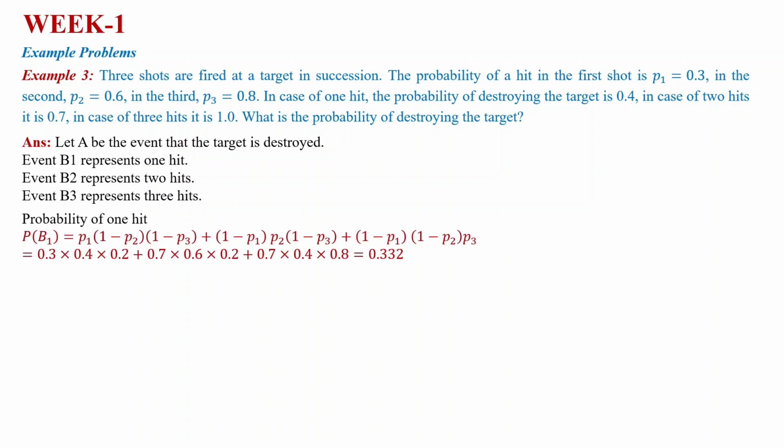So what is the probability of one hit? Probability of B1 equal to, suppose the first shot hit the target, so it is given as P1, but the second shot and third shot could not hit the target. So what is the probability of not hitting the target? Obviously 1 minus P2 and 1 minus P3. Then we multiply these three. Then similarly, if the first shot does not hit the target, the second shot only hits the target, and the third shot also fails to hit the target, it is given by (1 minus P1) P2 (1 minus P3). Similarly, for (1 minus P1)(1 minus P2) multiplied by P3, so we get 0.332.